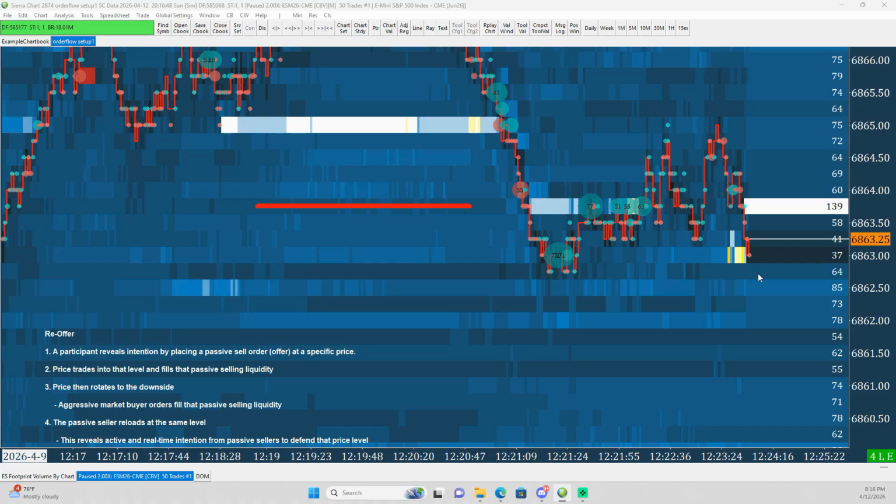That passive sellers are stepping in to defend this price level. And so again, don't think so rigidly. It's not about the exact price level, it's just about sellers stepping in to defend that location.